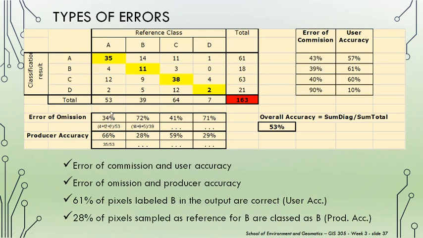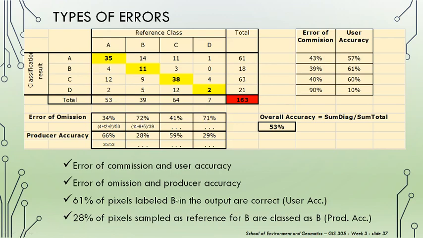And the flip side of that is the error of omission and the producer's accuracy. The producer will say, well, I've used so many reference samples, and I've got 66% of my class A correctly classified, 28% of my class B, 59 of my class C, and 29 of my class D. Those are my producer accuracies. But there's a number of my reference samples that I've not classified correctly, so they've been omitted from this class to the order of 34, 72, 41, and 71%.